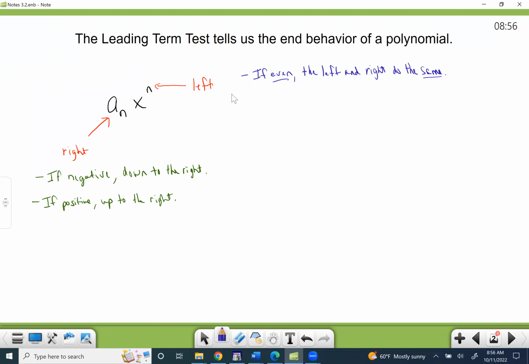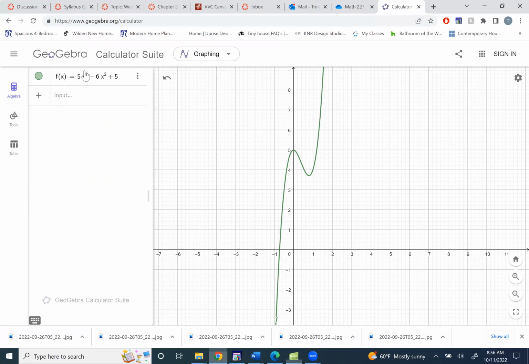So even, the same. If odd, I always like to think of this as the two O words. If odd, they do the opposite. It's like it was meant to be odd opposite. Okay. All right, so let's look at this in action. We go back to this graph, right? Since this was odd, the three, and I'm only looking at the leading term, right? So I don't care about all these other exponents. Since it was a three and it's odd, they're doing the opposite. It's up to the right and it's down to the left. If I change that three to a four like it was on the previous example, well, now the right and the left are doing the same. They're both going up to the right, up to the left.